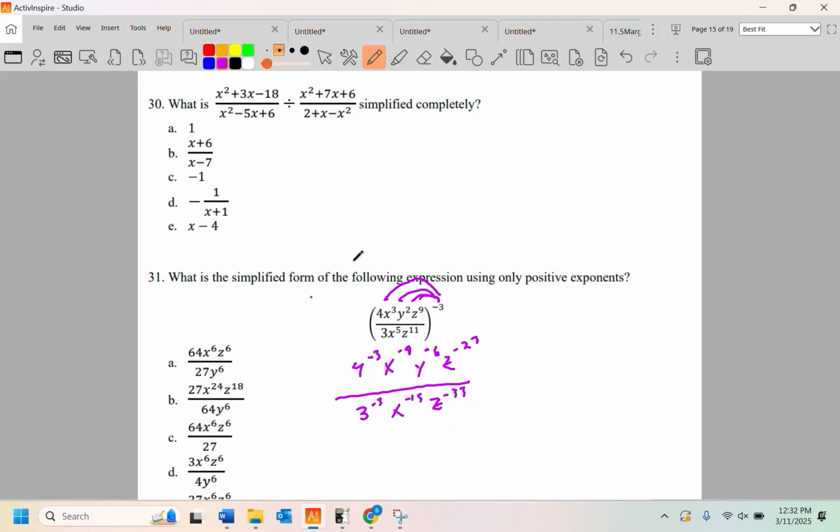And then, of course, we flip things around. If an exponent's negative, it's on the wrong spot of the divisor. So 4 cubed, 3 cubed.